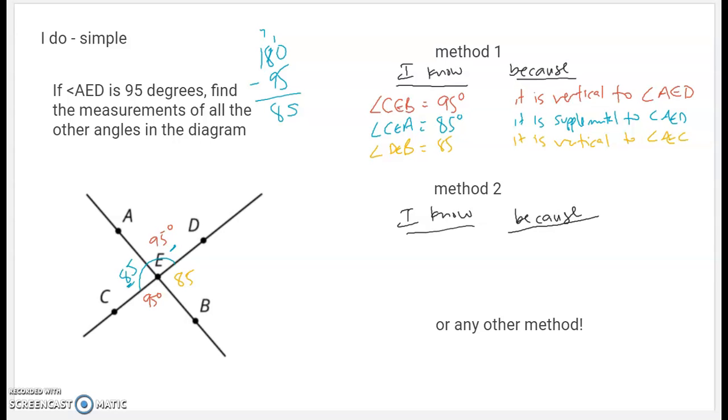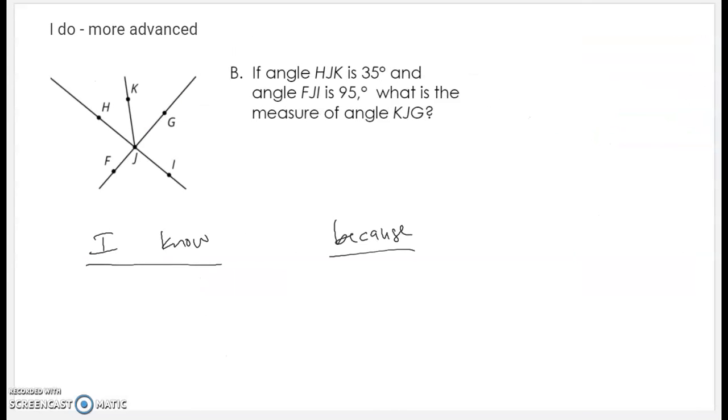I also could have done this with no vertical angles whatsoever. I'm not going to go way into this, but I put method 1, method 2, and I don't have to do that. If I know this is 95, I could say, look, these make a straight line, so that's 85. And these two make a straight line, so that must be the other 95. And these make a straight line, they're supplemental, so that must be the other 85. There are different routes you can take to get to the answers in these kinds of problems without anything too wild. So let's look at a more advanced one here.